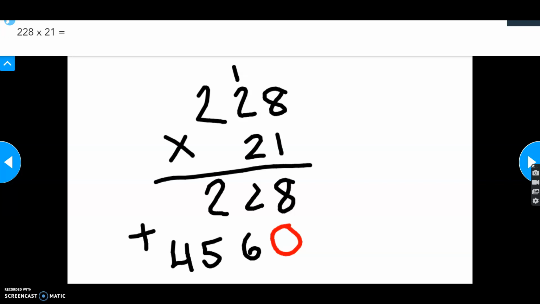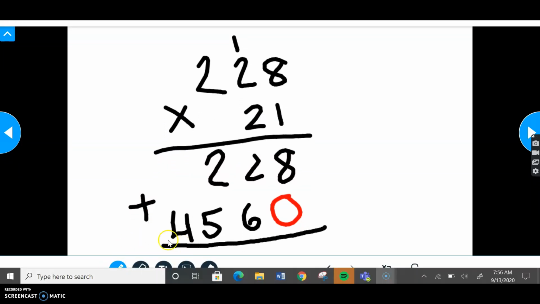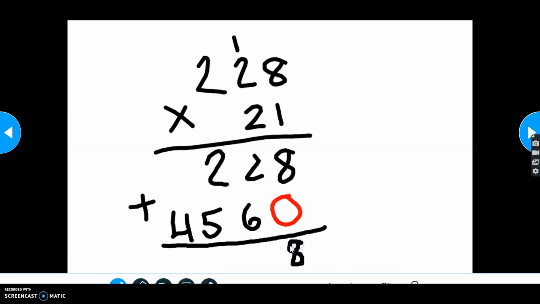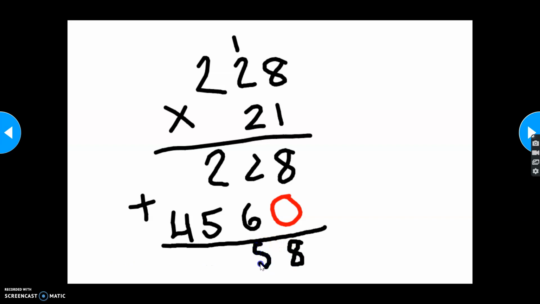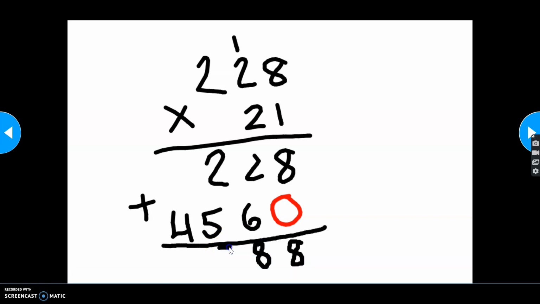So now I have two partial products. I'm going to go ahead and add them up. Let me move my screen a little bit so that I can write underneath the line. So now I have 8 plus 0, which is going to give me 8. Then I have 6 plus 2, which is also going to give me 8. Then I have 5 plus 2, which is going to give me 7. And 4 plus nothing is just going to be 4.